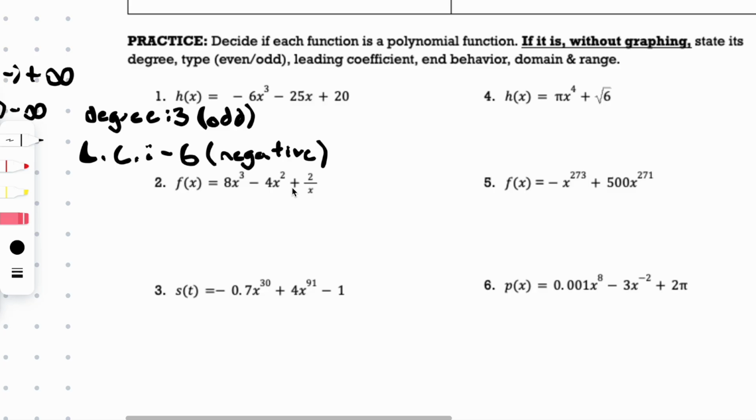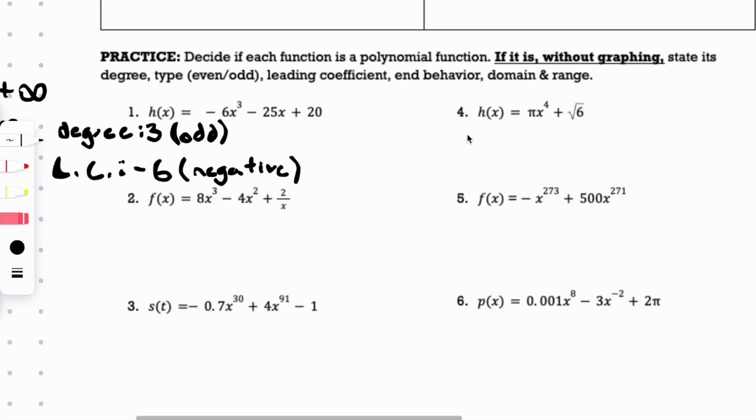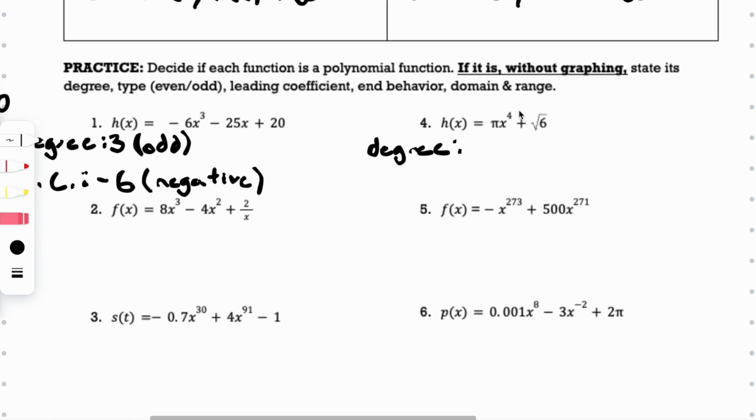What's a good one? Let's do 4. Okay, so our degree, and we'll contrast the two. Our degree is going to be, well, what's the highest exponent we have? We have x to the 4th, so our degree is 4, which is an even number. Now, leading coefficient, we're multiplying x to the 4th by pi. And remember, pi is just a constant. It's not another variable.